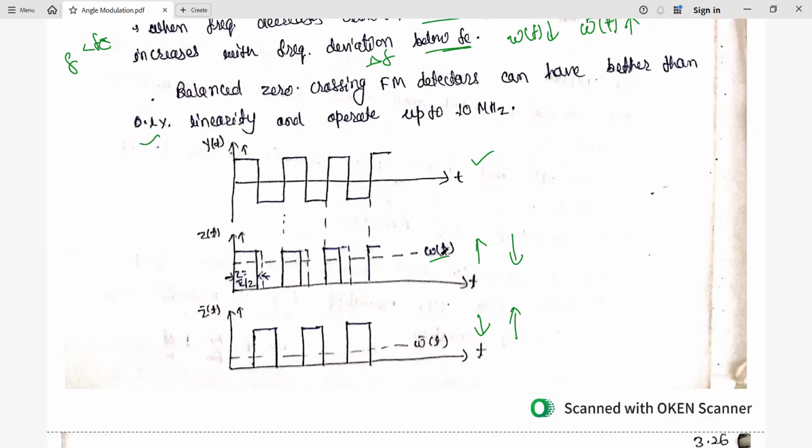So this is how we are able to detect FM signals with the help of direct and indirect methods.